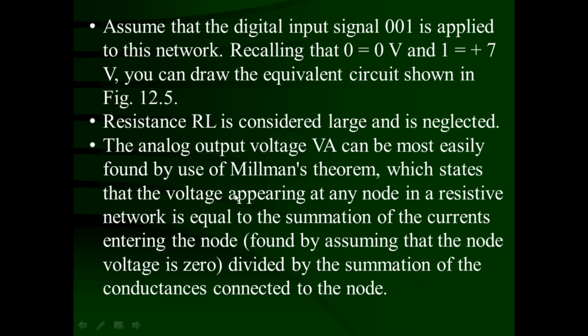VA can most easily be found using Millman's theorem. We state that the voltage appearing at any node in a resistive network is equal to the summation of the current entering the node, found by assuming that node voltage is 0. So, if you want to find the voltage appearing at any node, that is nothing but the summation of the current entering that node divided by the summation of conductance connected to the node. This is Millman's theorem. Assuming that node voltage is 0 is very important.